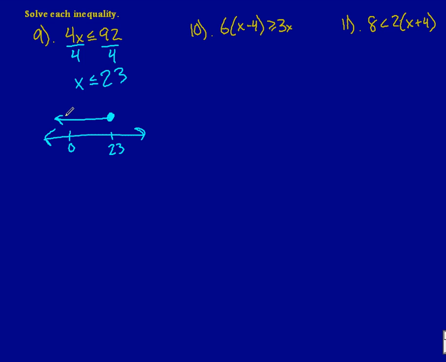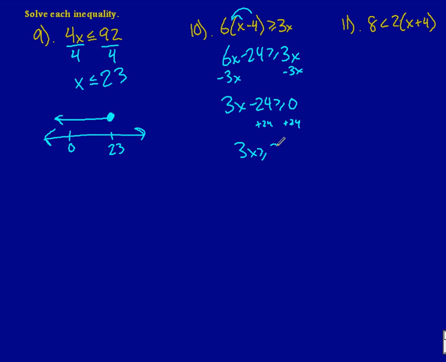And number 10, I need to first distribute the 6 through. 6x minus 24 is bigger than or equal to 3x. I need to get the x's on the same side. I'd rather subtract 3x. So when I do that, I'll have 3x minus 24 is greater than or equal to 0. Make sure you notice here, those go away, I still have a 0 there. I now need to get the 24 out of here, so I'll add 24 to both sides. So 3x is greater than or equal to 24. Divide both sides by 3 now, because it's 3 times x, so x is bigger than or equal to 8. So on your number line, again, 0, there's 8. Filled in circle because it's bigger than or equal to, and it's going to the right this time.